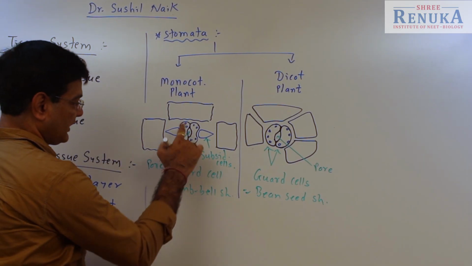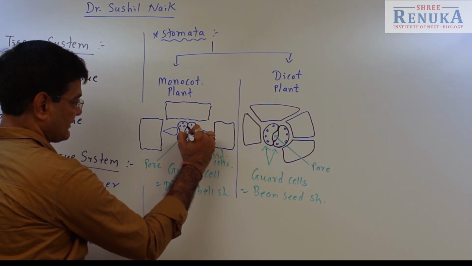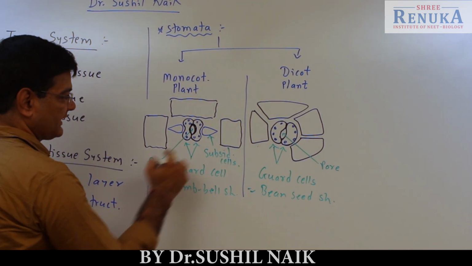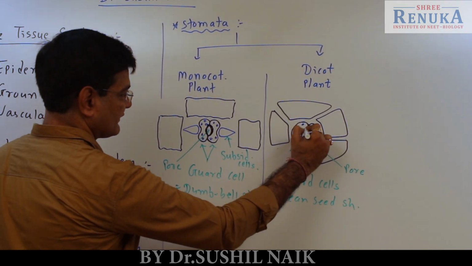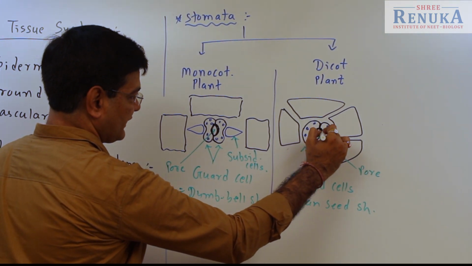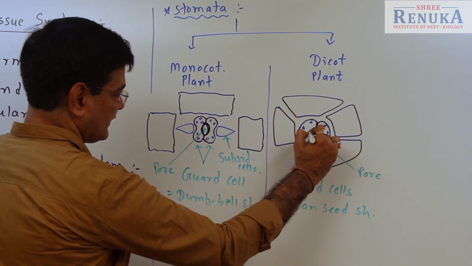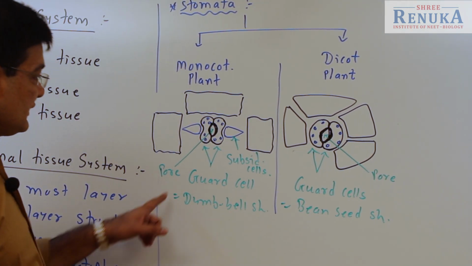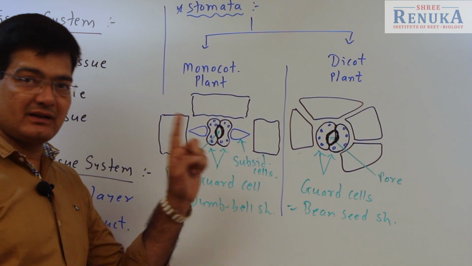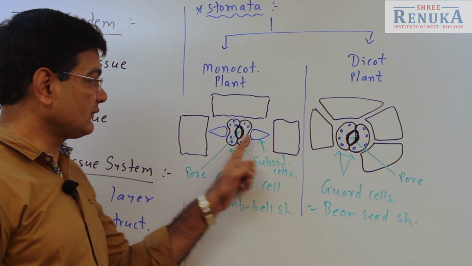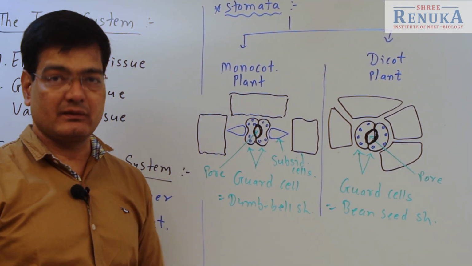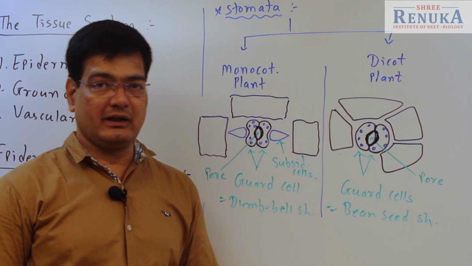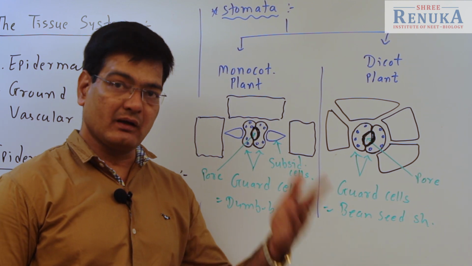In both cases, the wall of the stomata, that is the inner wall towards the pore of the stomata, is thick, and the outer wall is always thin. So the wall facing the pore is always thick in the case of stomata, and the outer wall is always comparatively thin. This wall of the guard cell regulates the opening and closing of stomata physiologically.